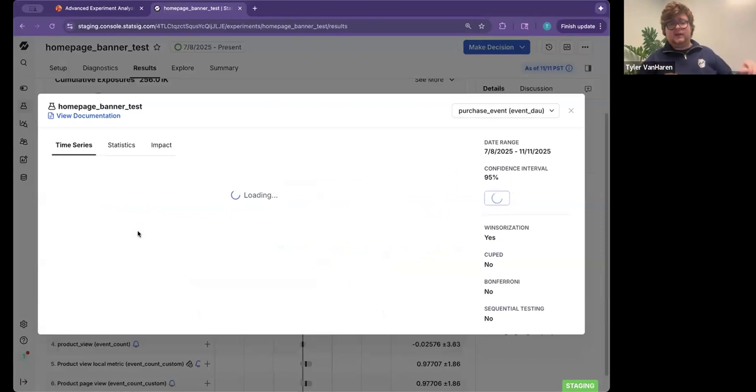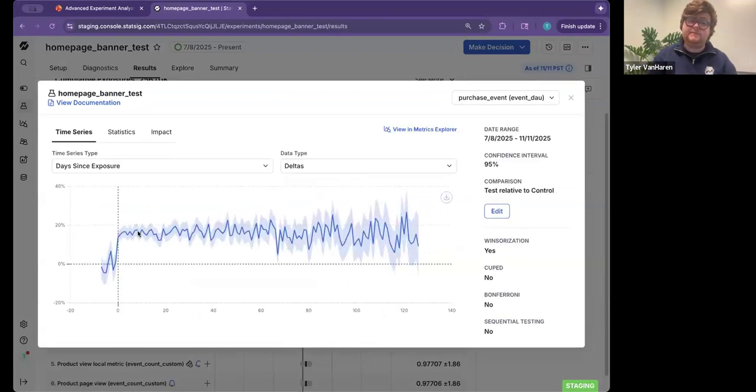The other way of thinking about time that I think is really interesting is talking in terms of days since exposure. So this is saying, as a user has been in the experiment for a longer period of time, how are they performing differently for test versus control? This is really cool, really powerful for finding things like novelty effects and primacy effects.